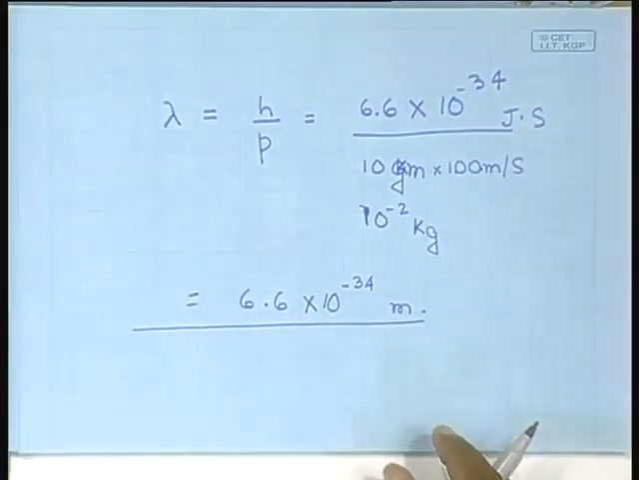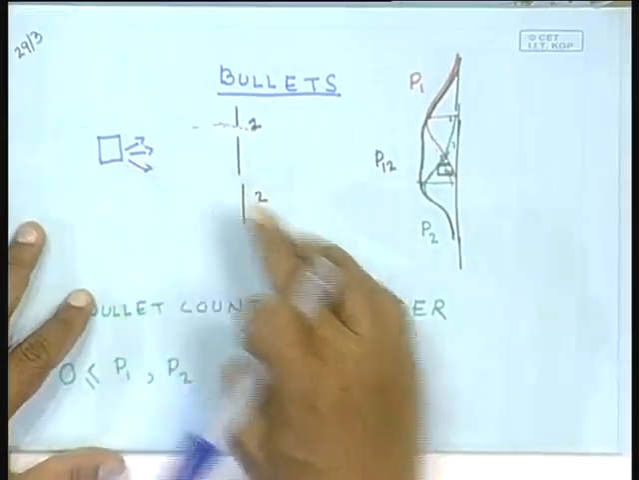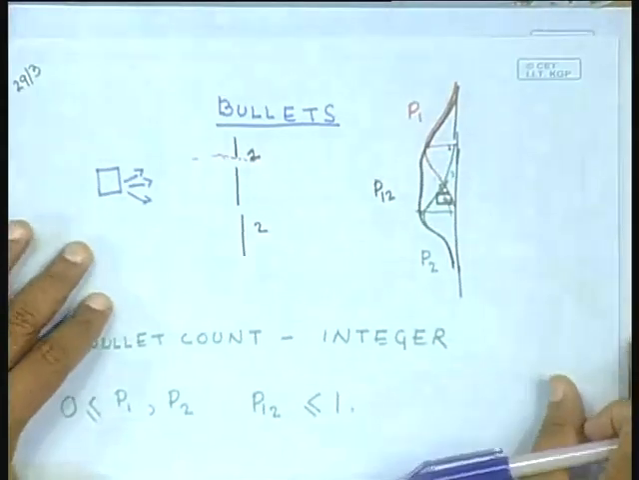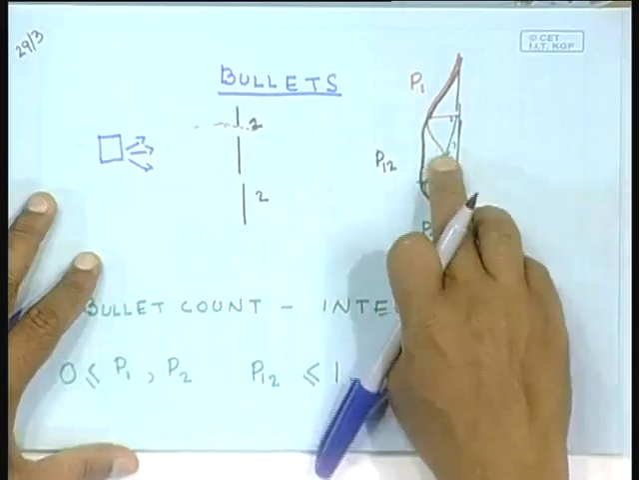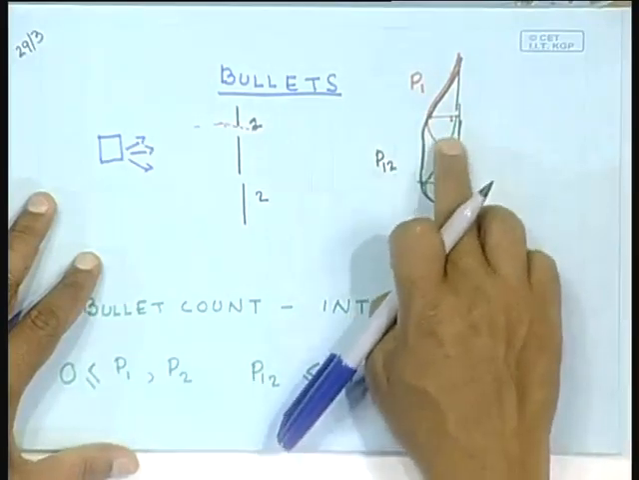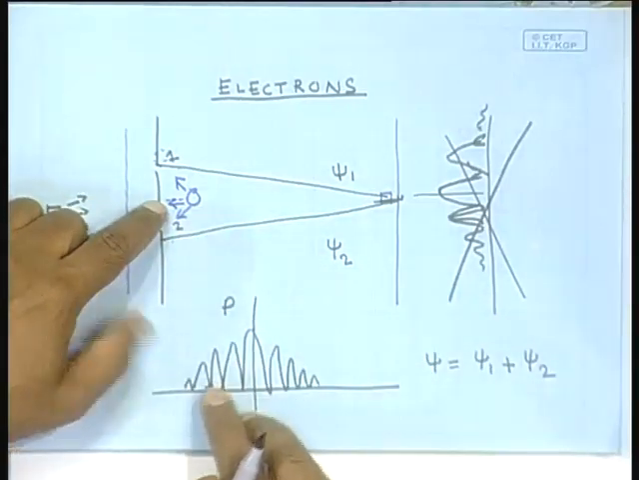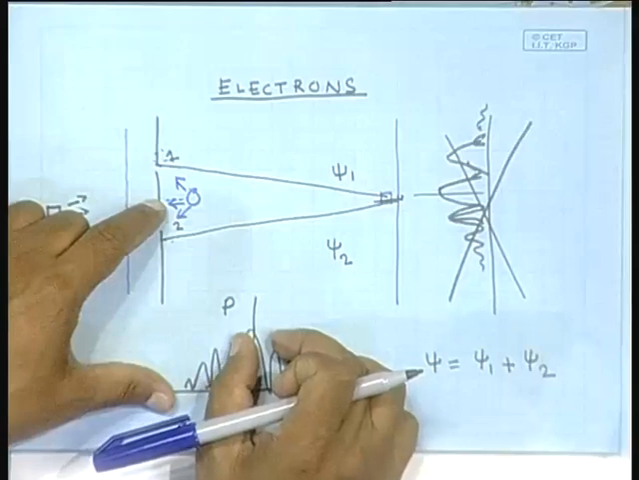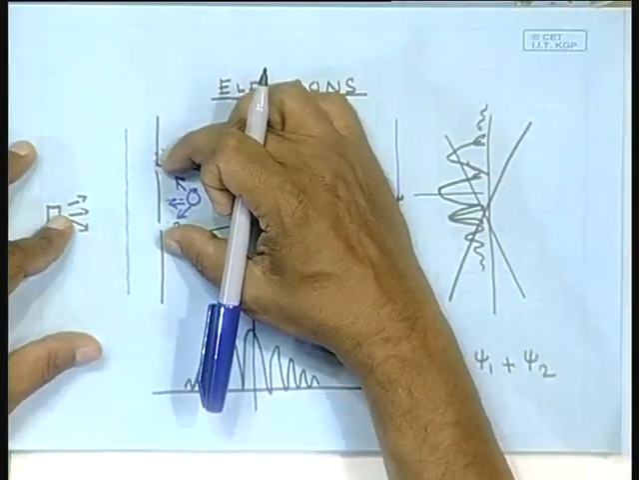And so, if I were to associate a wave with the bullet, the wavelength would be of the order of 10 to the power minus 34 meters. And remember Young's double slit experiment: the interference pattern in terms of angle subtended, the spacing between the maxima, is of the order of lambda by d, where lambda is the wavelength of the wave and d is this separation.